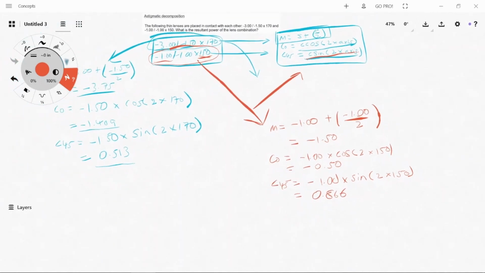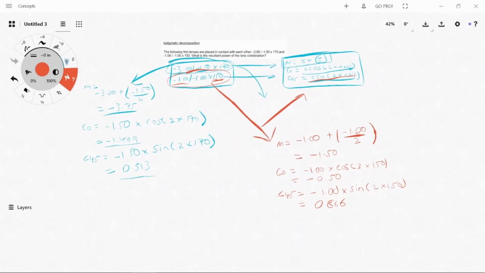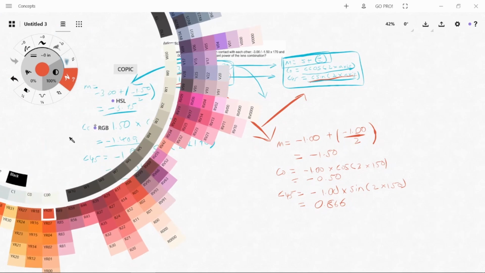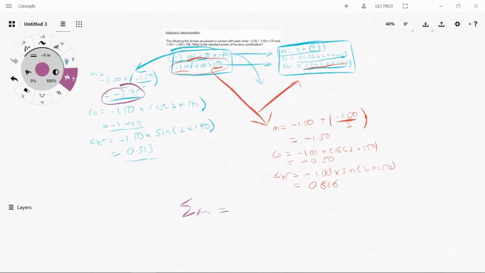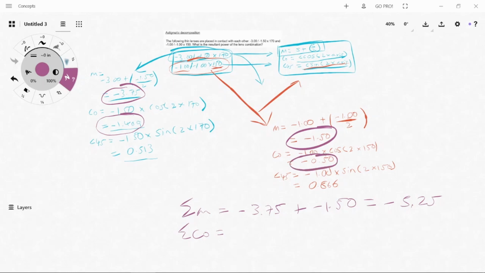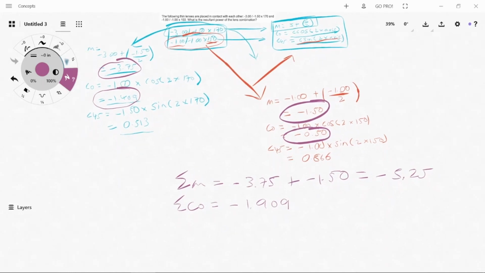Now that we have those values, what we can do is work out the sum of M, the sum of C0 and the sum of C45. Just going to change the color. So sum of M equals this value here from the first prescription plus this value here. So -3.75 plus -1.50 equals -5.25. That's the sum of M. You're just adding together the M value from the first prescription and the second prescription. Now to get the sum of C0, same thing again, adding the C0 from the first prescription and the C0 from the second prescription, which is going to equal -1.909. And then the final one, sum of C45. I'm just going to do this one in the calculator.